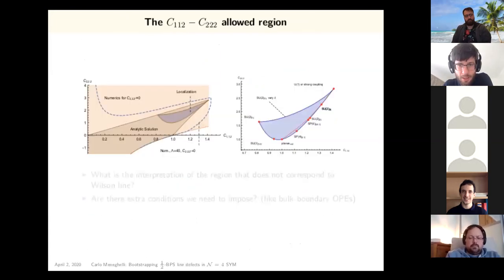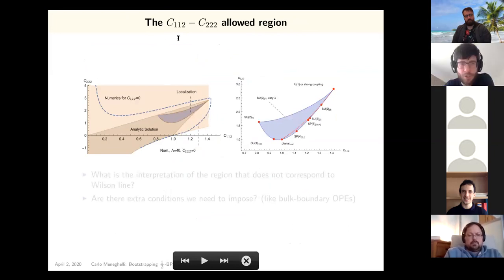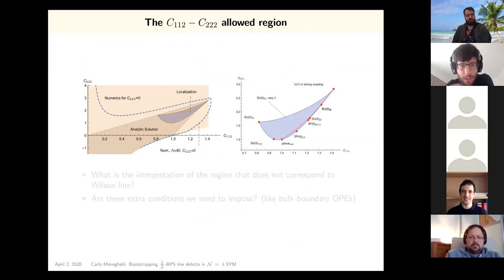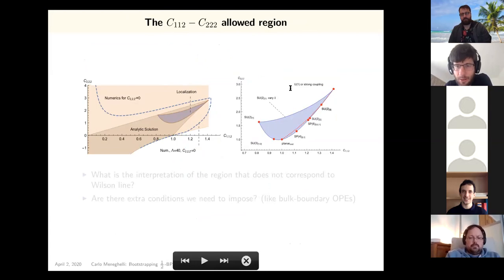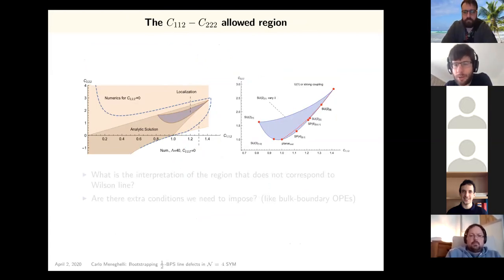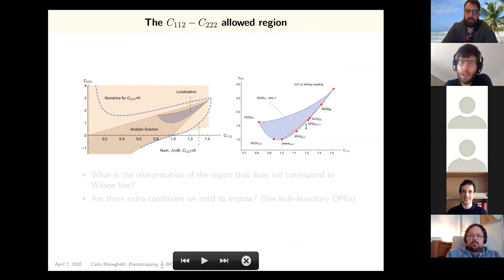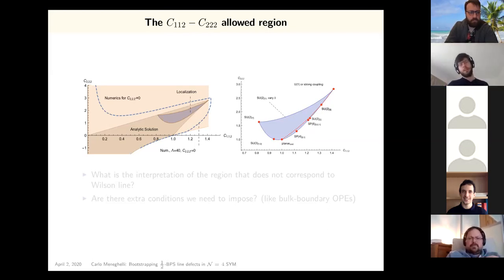It is technical to explain. Let me just go to this C112, C222 allowed region, which I think points to the question we are both asking. The right-hand side is all the allowed values of this space of couplings of the three-point functions C222 and C112, where C222 is the three-point function of three short operators of type D2. The allowed space is the blue one, and this is done by computing using localization for several choices of gauge group and several representations and varying the coupling. So we cannot go beyond that.